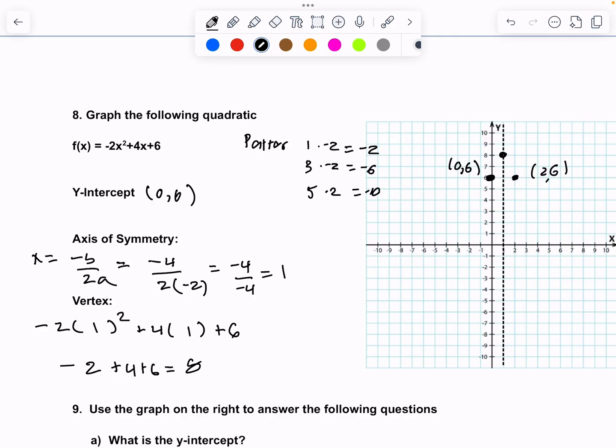If I go over 1, down 6, it's right here, right at a root. And over 1, down 6 is right here. Okay, this is negative 1, 0. This is 4, 0. And that's all I need to graph in standard form.